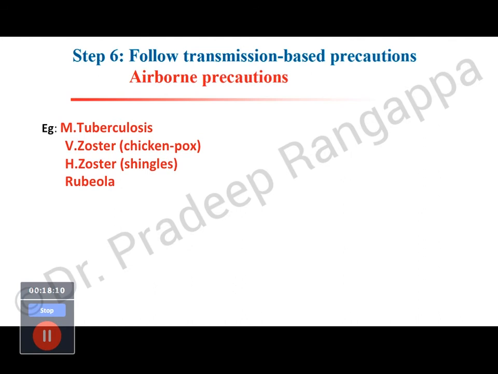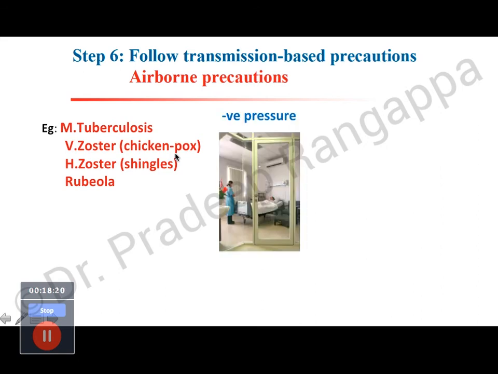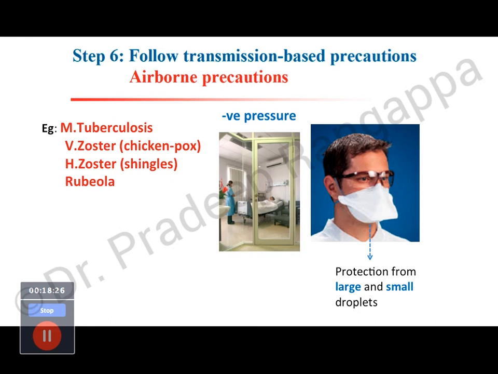So step 6 is airborne precautions. These are the typical conditions we see which cause airborne infection: tuberculosis, chickenpox, varicella, herpes zoster, and rubella. All these patients who are a potential for airborne infection need negative pressure isolation and an N95 mask to be used to prevent droplet spread of this infection.